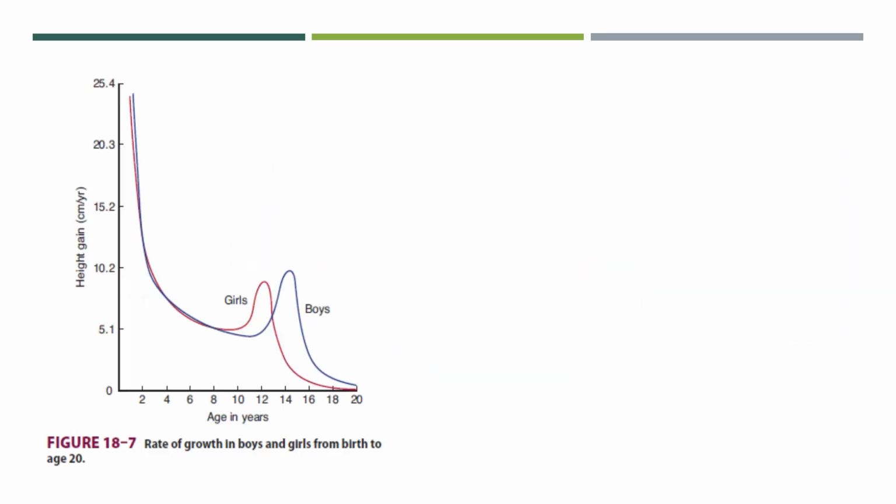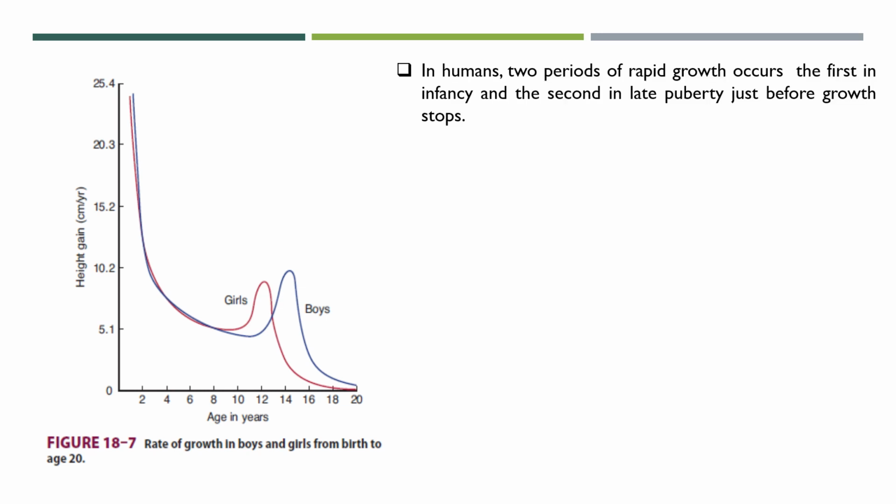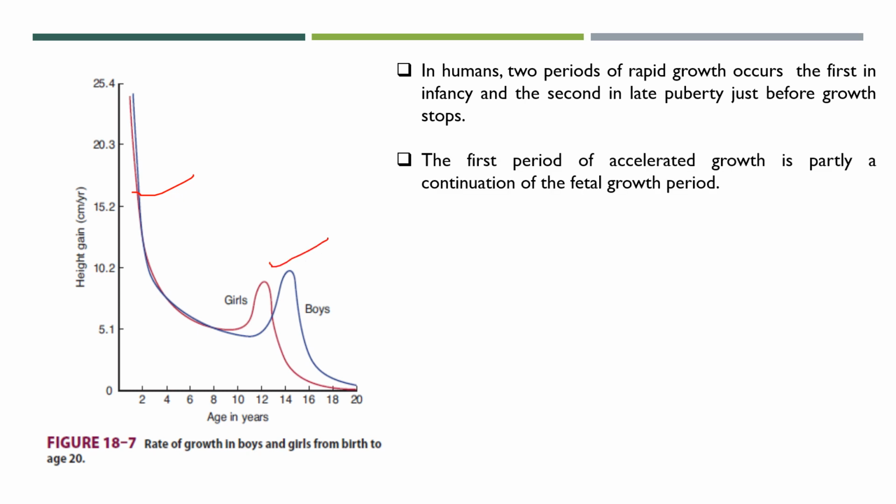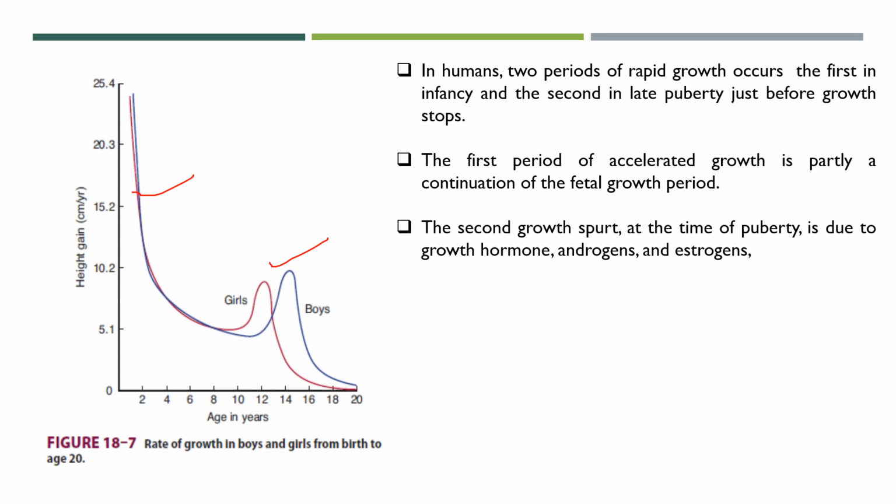Now we want to see the rate of growth in boys and girls, and what is the mechanism of it, and how they are related to different hormones. So we will see that in humans, two periods of rapid growth occur. One occurs during the infancy, and the second in the late puberty. The first period of accelerated growth is partly a continuation of the fetal growth period. The second growth spurt at the time of puberty is due to growth hormone, androgens and estrogens.